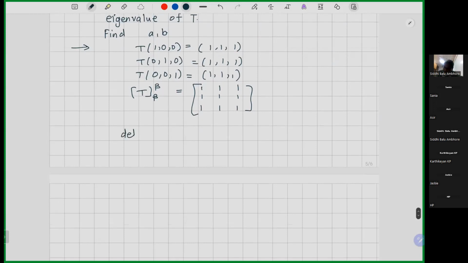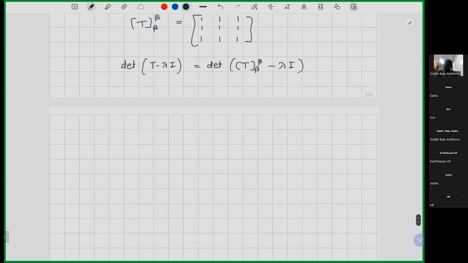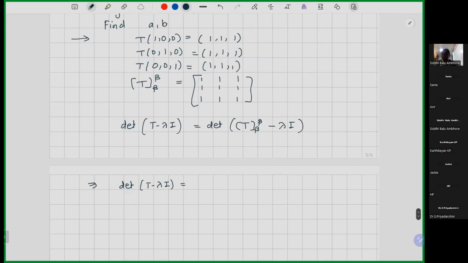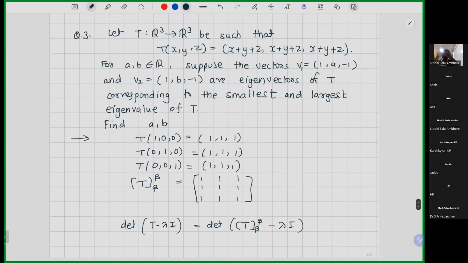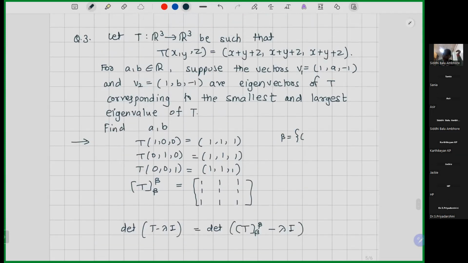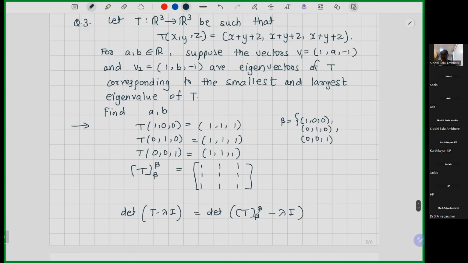Then it is the determinant of T minus lambda I. So when I write this, I mean the determinant of T beta beta minus lambda I. Ma'am, can you please explain how you got the T beta beta? Okay, so I am assuming beta is (1, 0, 0), (0, 1, 0) and (0, 0, 1). And this is the linear transformation matrix of this T corresponding to this beta.